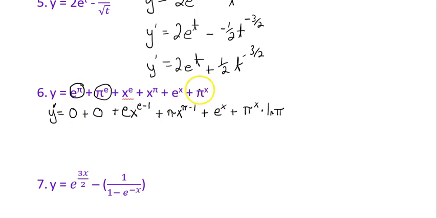So these are popular types of questions, or mixtures of these, because people get in the habit of doing either a power rule or an exponential rule, and they don't recognize when something is just a number. So think of each piece individually and separately and ask yourself, is this a power rule, is this an exponential rule, or is this just a number?